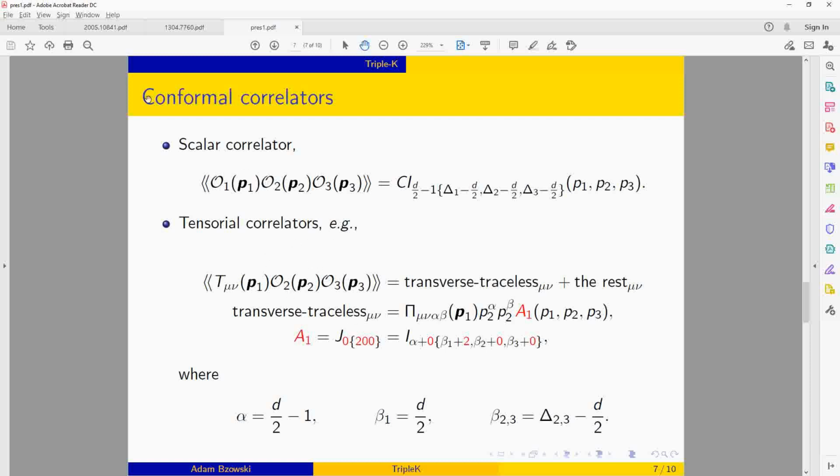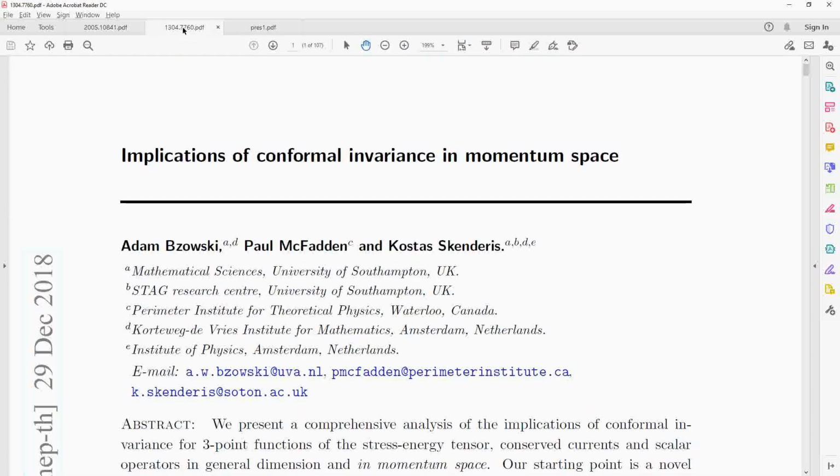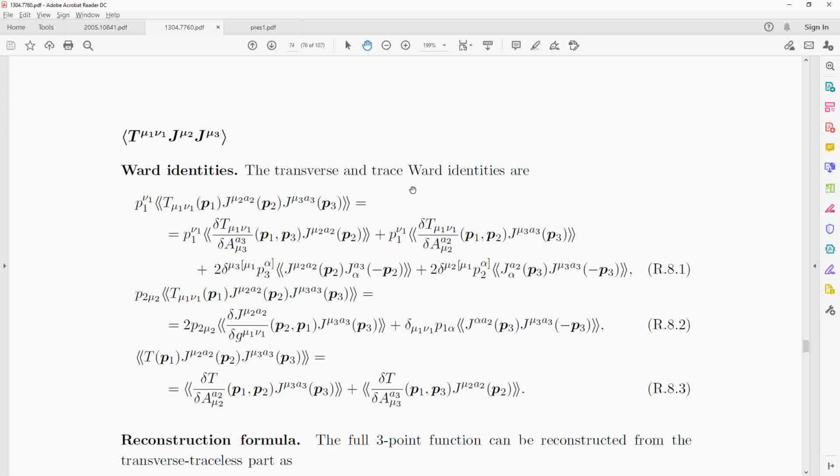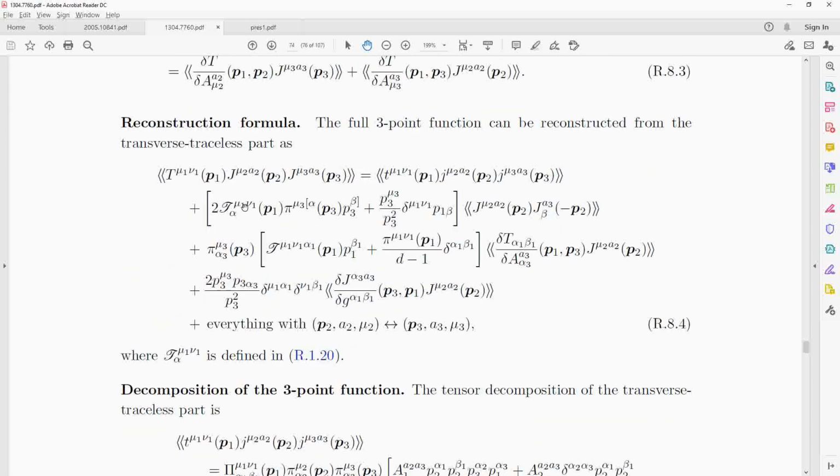So all of this was worked out in a series of papers, and the first one was this one, implications of conformal invariance in momentum space. And for example, if we go to page 74, we can find all these decompositions for, in this case, 3-point function of stress tensor and 2 conserved currents. And there's a lot of formulas, but for example here, we see how this 3-point function is given in terms of transverse traceless part, and a lot of stuff here that accounts for all the stuff that's not transverse traceless, but all of this is expressible in terms of some two-point functions.